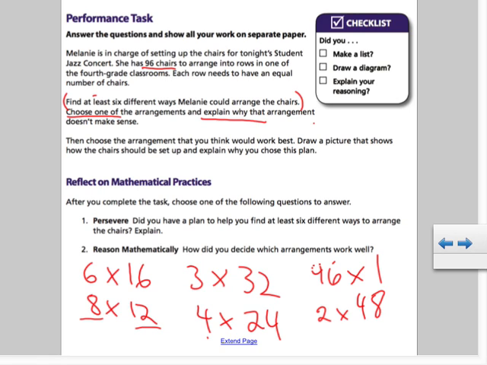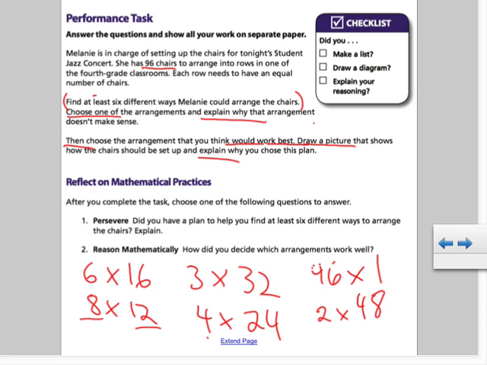Then it says, oh my goodness, so much to do. You could miss parts of this problem if you're not reading carefully. Then choose the arrangement that you think would work best. I get it. So we got to pick a bad one and say why it stinks. Then we got to pick a good one. Draw a picture that shows how the chairs should be set up and explain why you chose this plan.